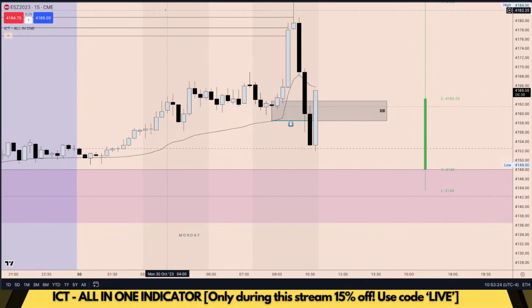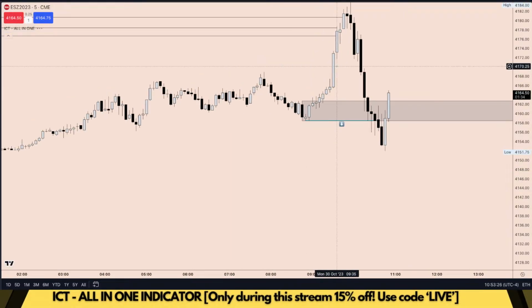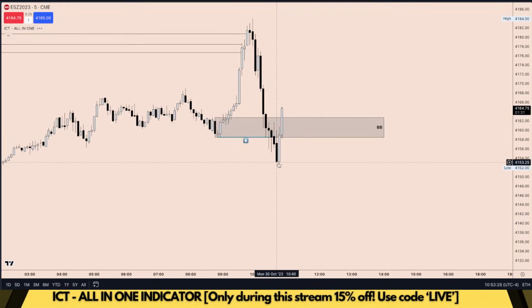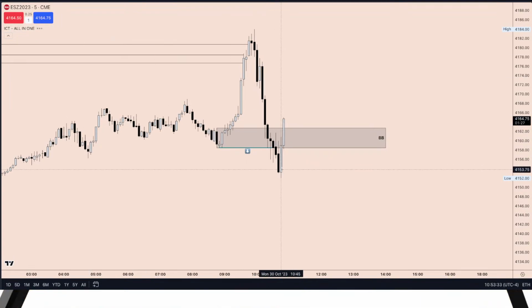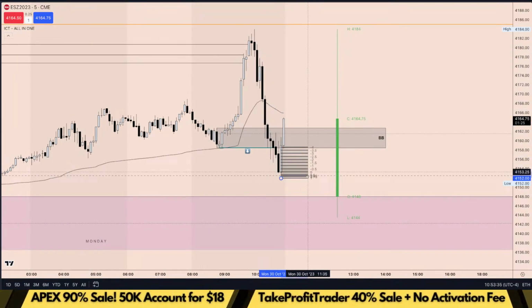We have our bearish fair value gaps. Let's check out the 5. But it's funny how we perfectly bounce off that midnight level. Now it makes sense to use our ICT fib retracement.